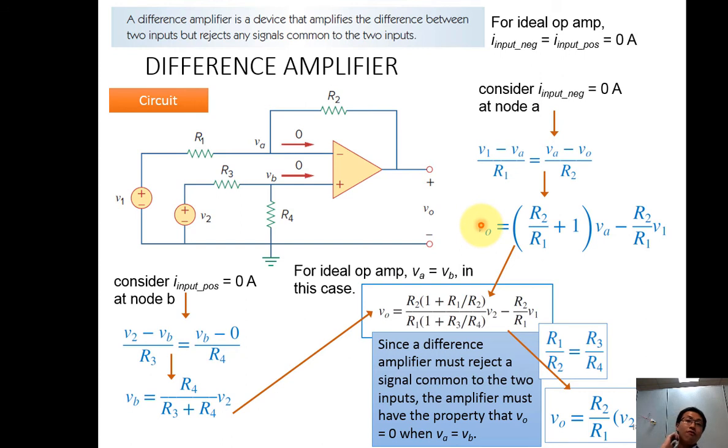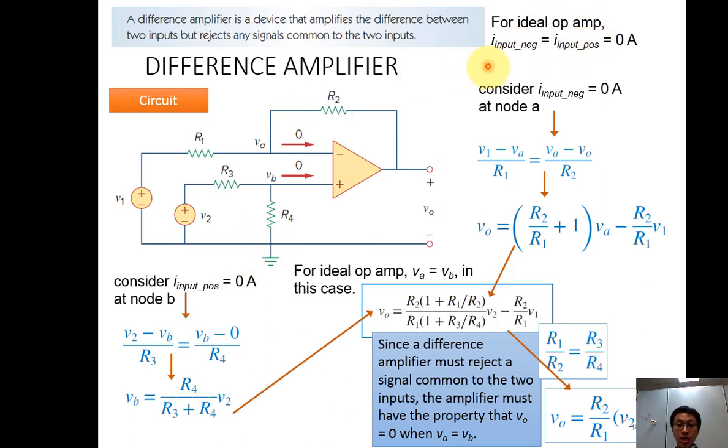So another one is a difference amplifier. The last one, difference amplifier. Let's have a look at the circuit as well. We have an ideal op-amp, and we assume the current going into the negative and positive terminals will be 0. But this time I need to connect an R1 with the voltage here, R2 feedback, then R3 with the voltage here, R4 to the ground. This is called a difference amplifier.